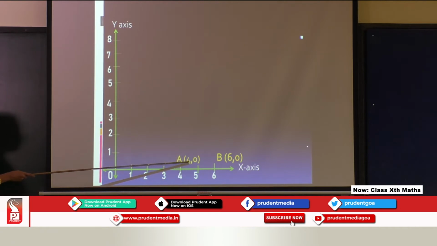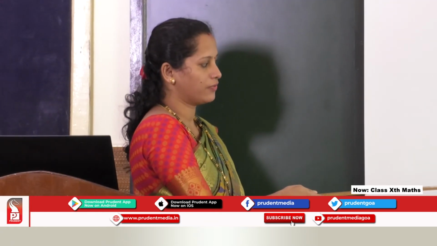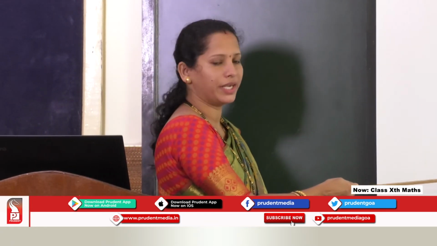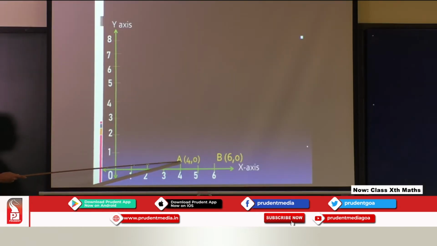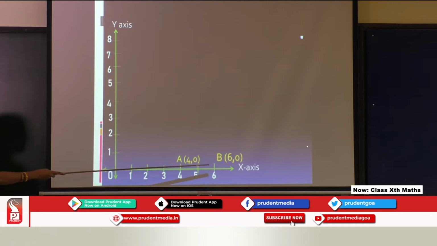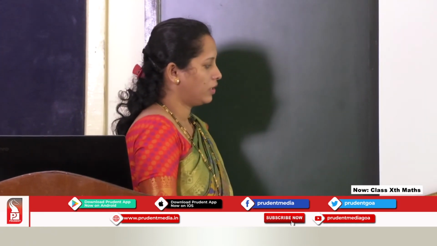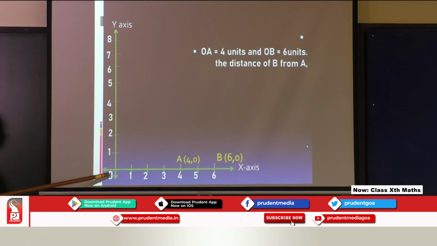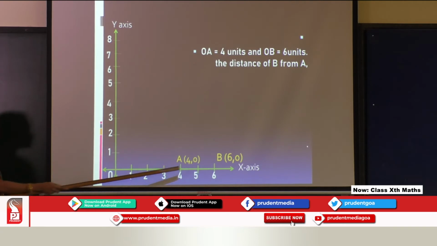One point is A (4, 0) and the other point is B (6, 0), because on the x-axis here it is 6 and here it is 4. On the x-axis the y coordinate is 0. So that is why the coordinates of A are (4, 0) and the coordinates of B are (6, 0). Now we have to find the distance between A and B, that is the distance AB. Here this is the origin, so that is O. So OA is equal to 4 units. 1 centimeter is 1 unit. So OA is equal to 4 units and OB is equal to 6 units.